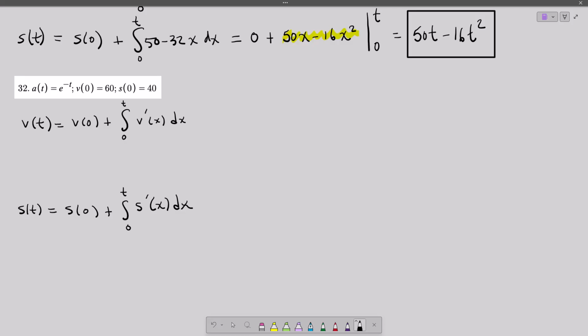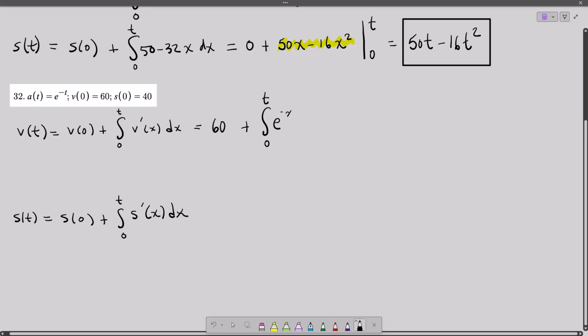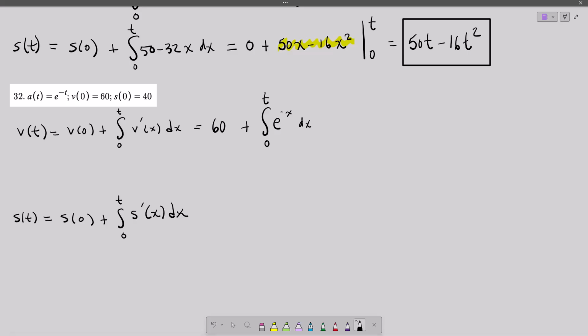All right, so let's go through this first one. We're going to start with v naught, which is 60. So that's the initial velocity, and then we're adding the change in velocity. The change in velocity means the integral of its derivative. And the change in velocity, when we integrate its derivative, is acceleration. And we just have to make sure that we use a different letter. So we'll use an x, or whatever letter your favorite letter is.